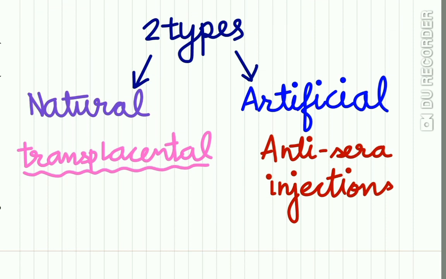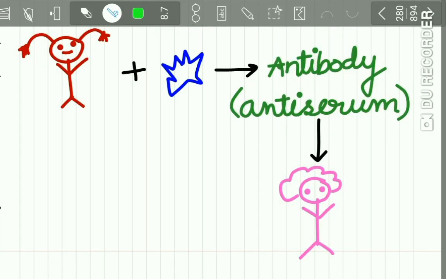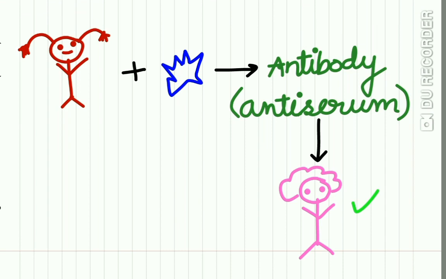Now, this passive acquired immunity is again of two types, the natural and the artificial. The natural passive immunity is through the transplacental maternal immunoglobulin G antibodies, while the artificial passive immunity is acquired through the use of the anti-serum injections. Now, the passive immunity is induced in an individual by injecting the preformed or the ready-made antibodies in this individual.